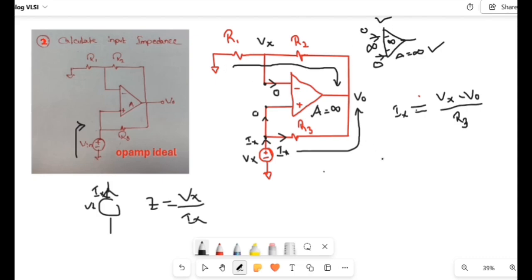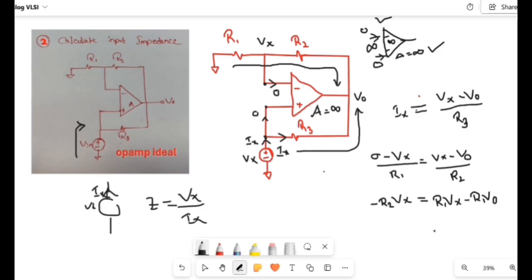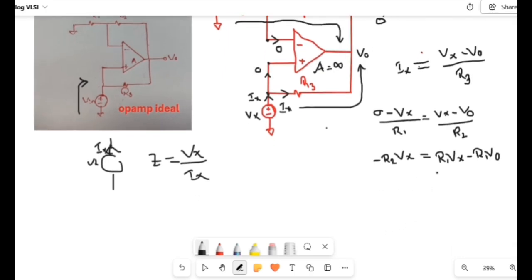Now this will be 0 minus Vx divided by R1, which will be equal to Vx minus V out divided by R2. Now we can solve this. R2 into Vx is equal to R1 Vx minus R1 V out. Now taking this side, it will be Vx of R1 plus R2 is equal to R1 times V out.